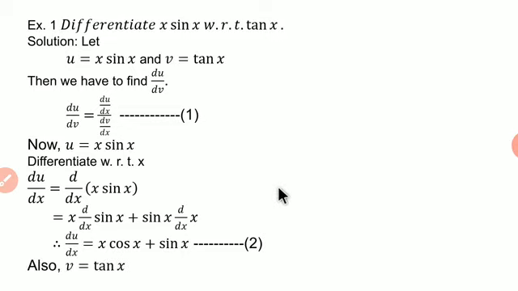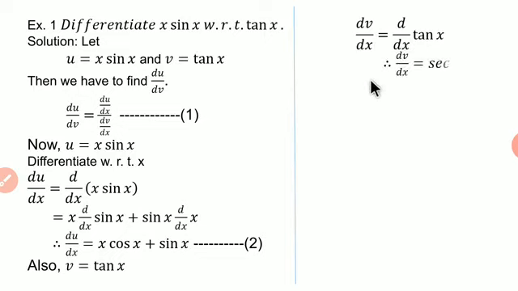Also we have given v is equal to tan x. So again differentiate it with respect to x. We get dv upon dx is equal to d by dx of tan x. Now we know derivative of tan x is sec square x. So dv by dx is equal to sec square x. We call this as relation number 3.